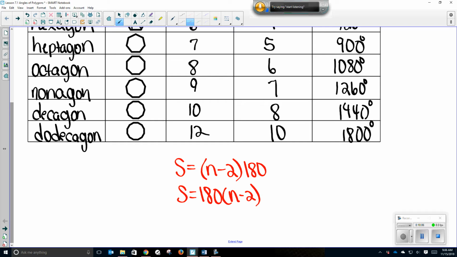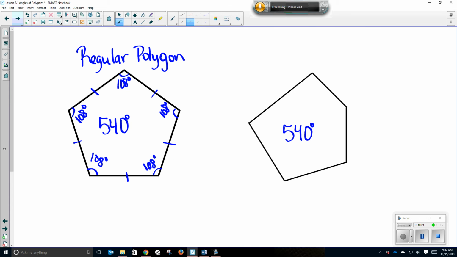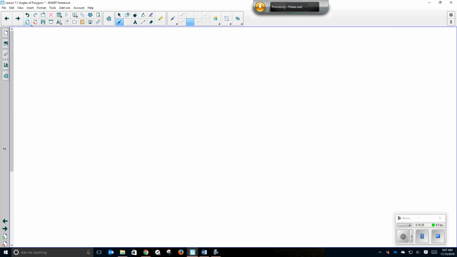So if I want to know the sum of the interior angles of a 50-sided polygon, that would be 48 times 180, right? 48 times 180. Y'all don't have to write this down. I'm going to try to explain why that works, and so maybe you will remember this forever.